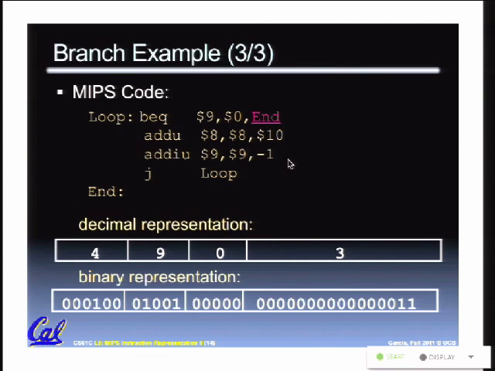Okay, so we have a few questions here. Why does the value in the branch field change? That's just what we mentioned before, right? If we move the code around, we might have to branch to a different location, right? So the label stays the same, but it's going to a different place.